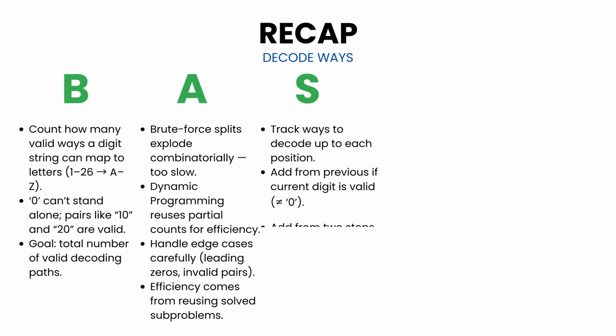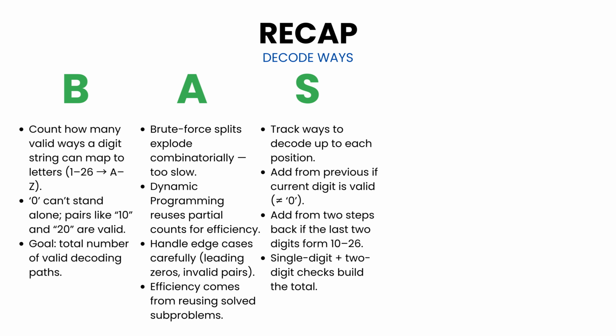Structure recap. Our plan was clear. We used a DP array where each position represents the number of ways to decode up to that point. For each digit, if it's valid, not 0, we carry forward previous counts. If the last two digits form a valid pair between 10 and 26, we add in the count from 2 steps back. By the end, the final value tells us the total decoding count.